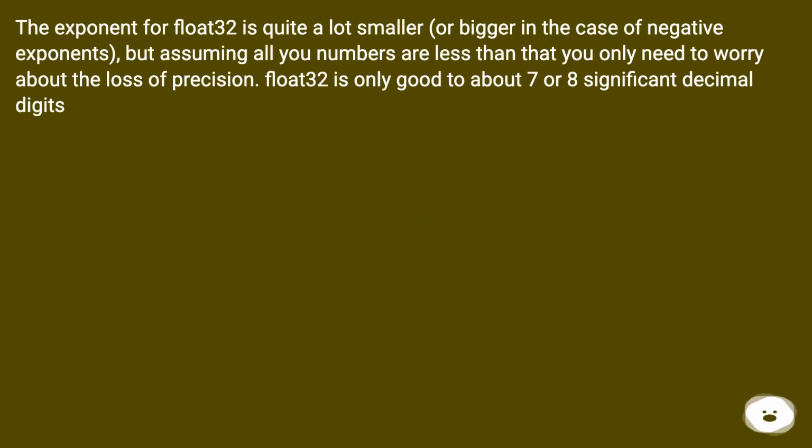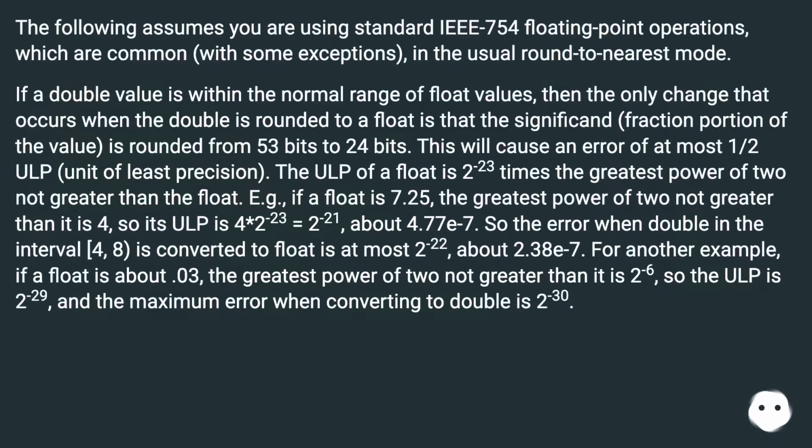The exponent range for float32 is quite a lot smaller, or bigger in the case of negative exponents, but assuming all your numbers are within that range, you only need to worry about the loss of precision. Float32 is only good to about 7 or 8 significant decimal digits. The following assumes you are using standard IEEE 754 floating point operations, which are common, with some exceptions, in the usual round to nearest mode.